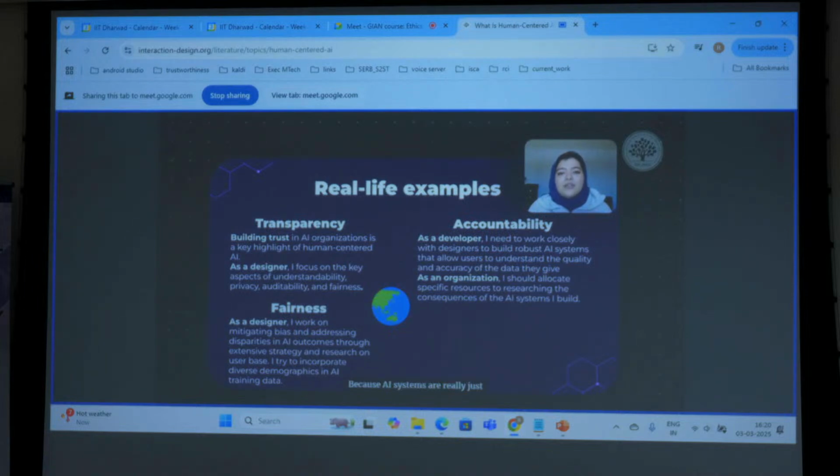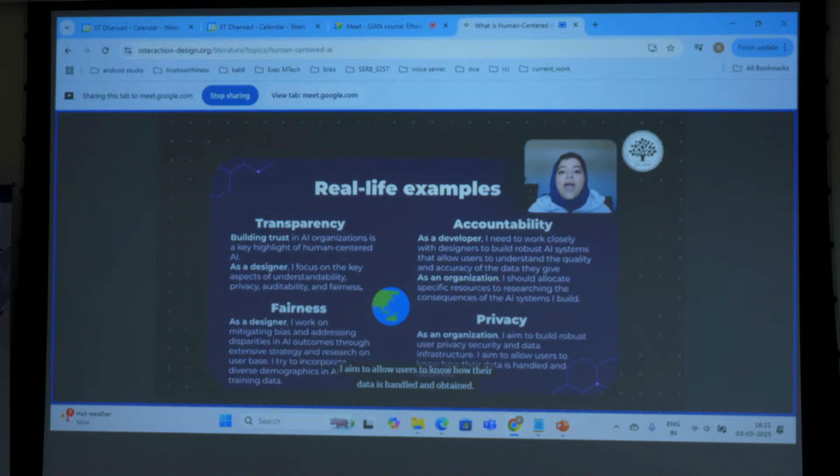Because AI systems are really just what we put into them, right? They're based off of our data. So are we taking data from everyone? Is our sample size diverse enough to feed into the data to make sure that we're being fair, we're being transparent with our systems? And then privacy, as an organization, I aim to build robust user privacy, security, and data infrastructure. I aim to allow users to know how their data is handled and obtained.